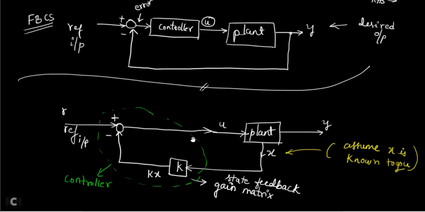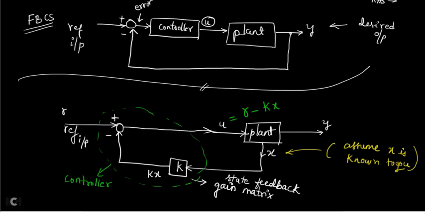So now here we can write down the expression for U. What will U be equal to? U is nothing but the output of the summer. The summer contains R and then minus Kx. So I can write U = R - Kx, that is, U = R - K into X. Remember, X is the state variable matrix, K is a gain matrix, and U is the input variable into the plant.